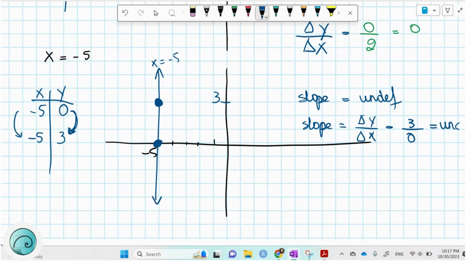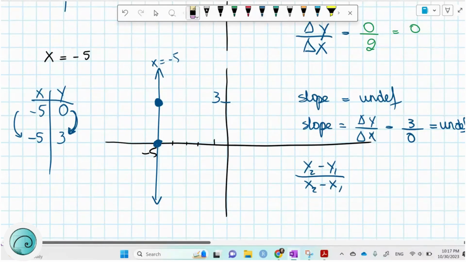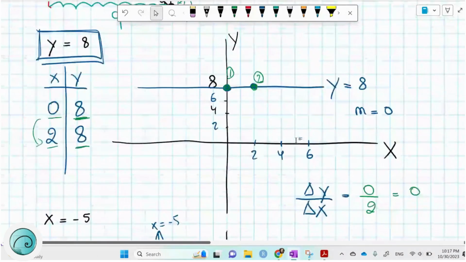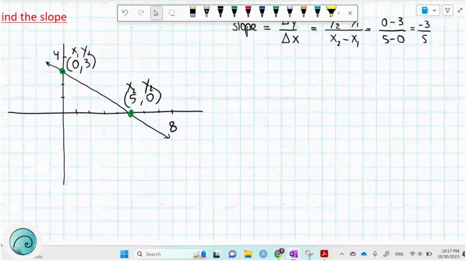So undefined. If you say, oh my God, I still don't get it, then do y2 minus y1 over x2 minus x1. Label your points. Let's make this x1, y1, and x2, y2. So we have 3 minus 0 over -5 minus -5. Careful here, that turns into +5. So -5 plus 5 is 0. So again, undefined. That's it really for the slopes. It doesn't get any harder than this.